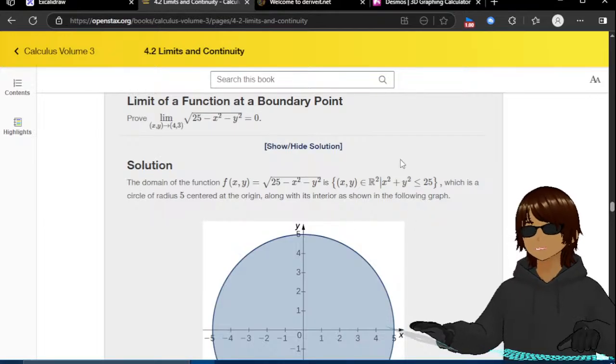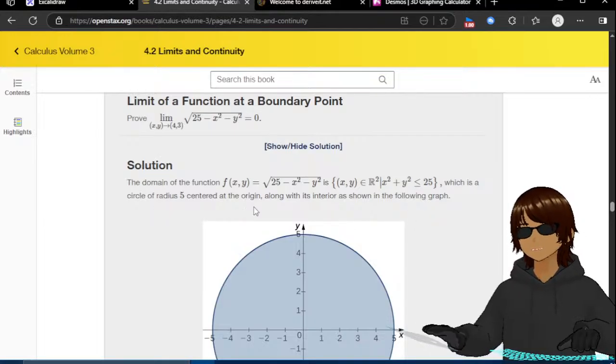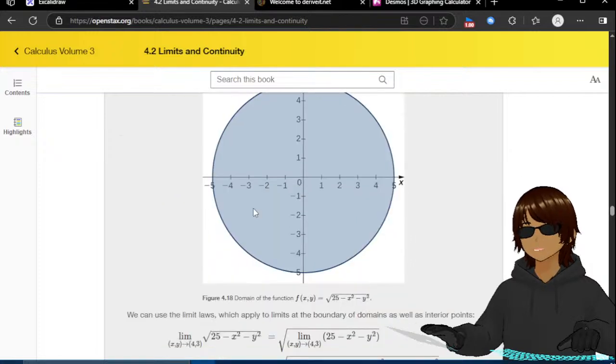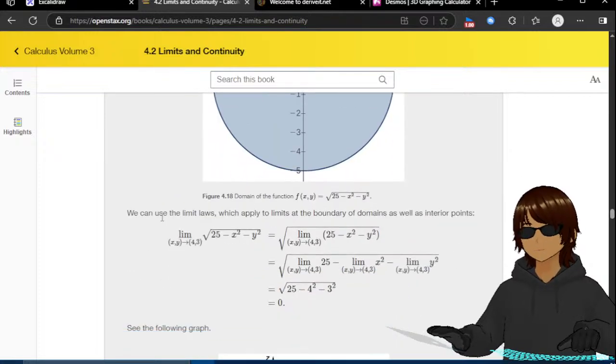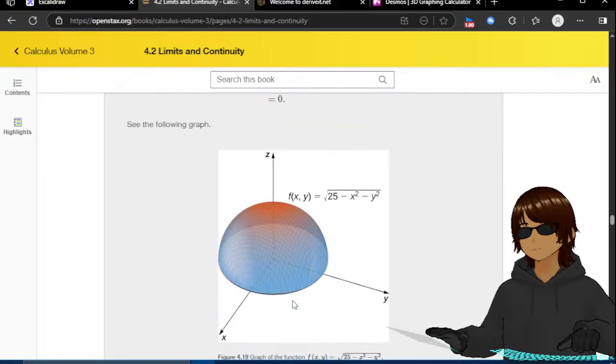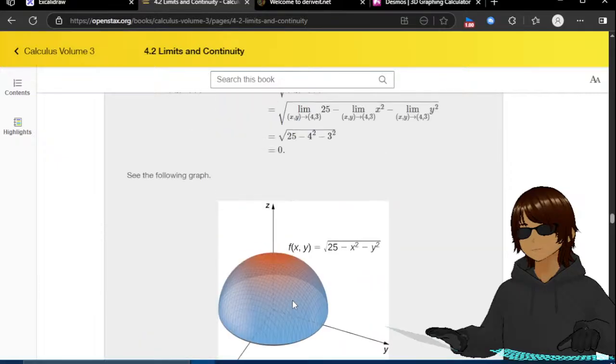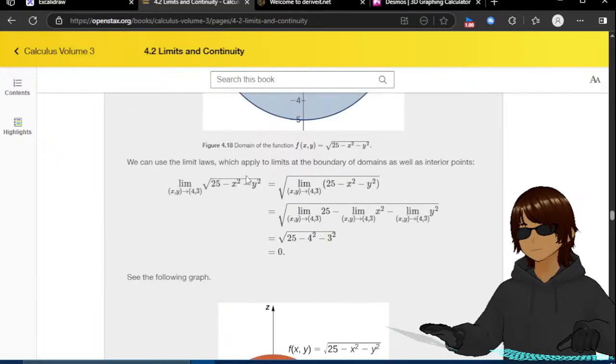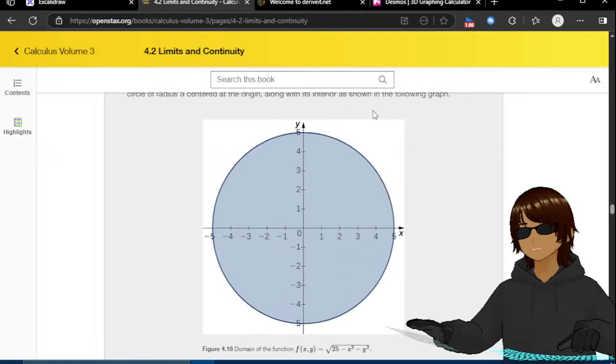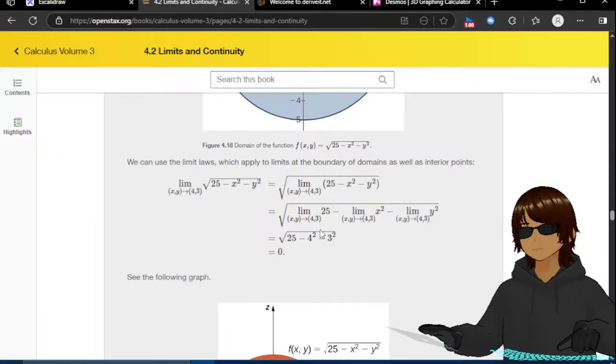The domain is this, which is a radius of 5 centered at the origin. Okay. You can use limit laws, which apply to the limits at the boundary as well as the interior. By the limit laws, this is 0. So all they did was substitute it. Shouldn't they only do it within the boundary?